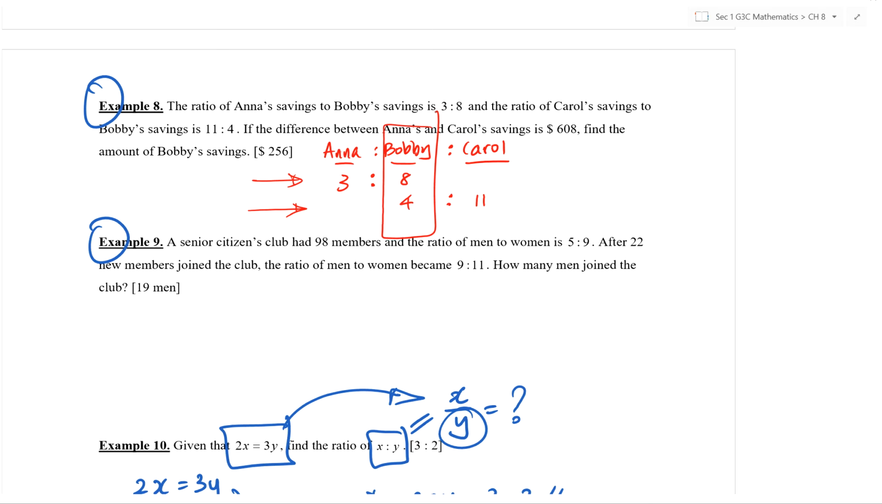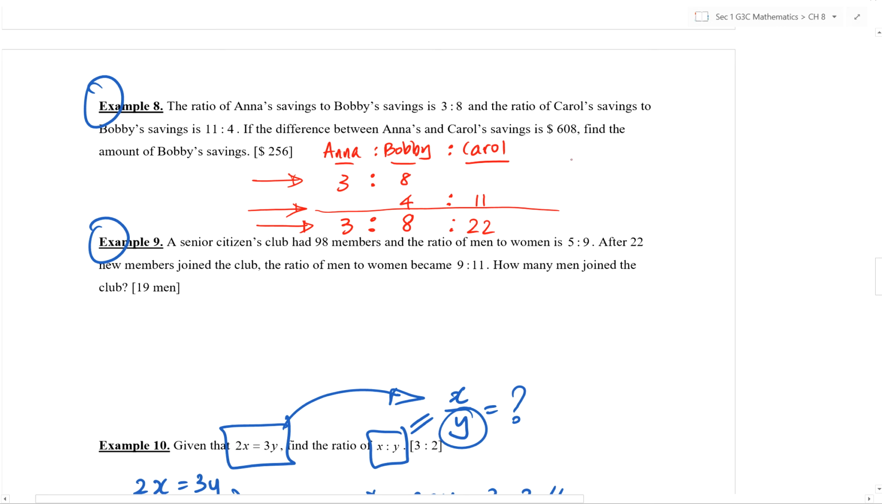Second? Okay, let's change the second ratio to become, instead of 4 to 11, what will it become? 8 to 22. Okay, so we will draw a line across like this. Whatever is in our third line is now the ratio for all of them. Bobby is going to be 8 units. Carol now is going to have 22 units. What about Anna? 3. Now I have the ratio for Anna to Bobby to Carol. And now I can compare directly between Anna and Carol.